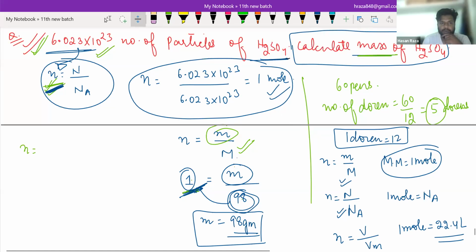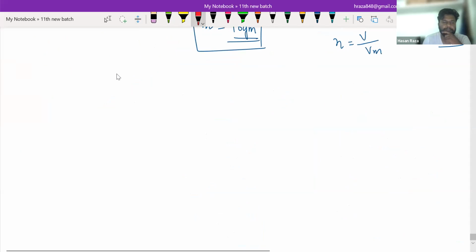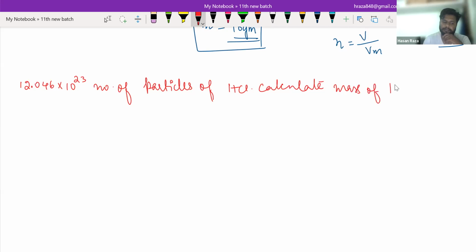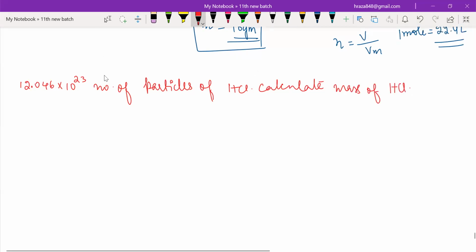So I'm going to give you another question on this topic. This is basically 12.046 into 10 raised to the power 23 number of particles of HCl. Calculate the mass of HCl. It can be done in the same way that we did the last question.